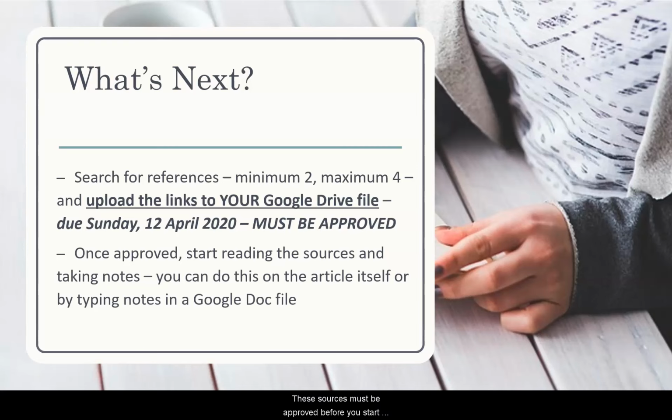These sources must be approved before you start taking notes. Once I've approved them, you can start reading the sources and taking your notes. All right? You can do this on the article itself if you have a computer program, or you can type your notes in a Google Doc file. In order to save the links to your file, you can either copy-paste the link directly to the file, or you can open a document, save the links on a document, and then upload that document to your file. But I have to be able to visit your links to make sure that they are okay.